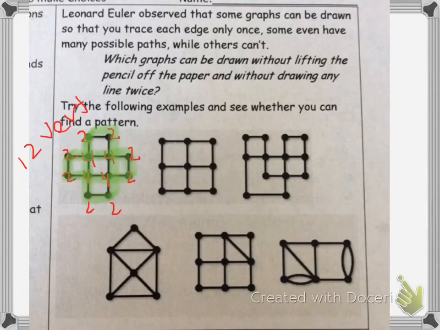All right, let's look at the next one and see if we can trace it. So we're going to try and get over every edge only one time and see what happens here. So I think I'm gonna try zigzag first. And I'm stuck there, I can't go any further. So let's try something different. That did not work either. No, that doesn't work either. So I'm gonna guess no on this one. Okay, and then let's see if we can figure out why.